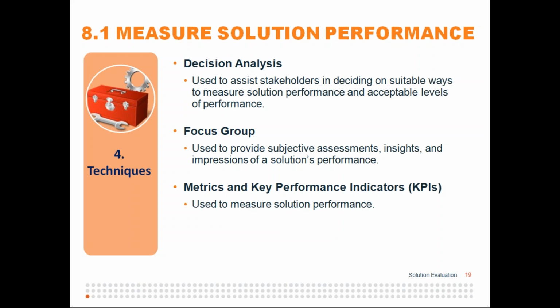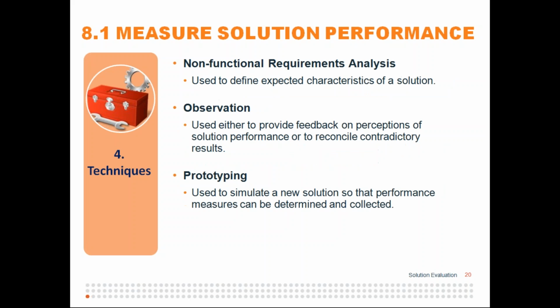Decision analysis. So again, we have different tools of doing that to help us choose option A or option B. It could be a fishbone diagram or some sort of decision tree. We can get a focus group involved. The focus group, we want to make sure you have the right stakeholders there. Metrics and KPIs. Hopefully that's been defined.